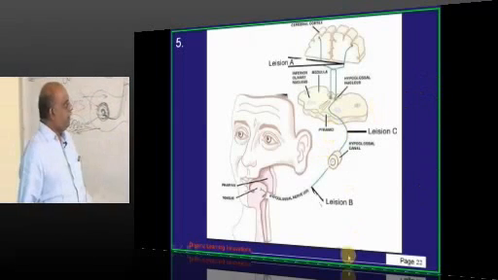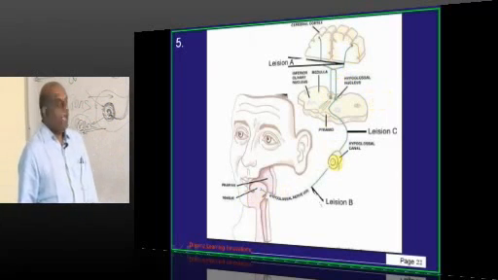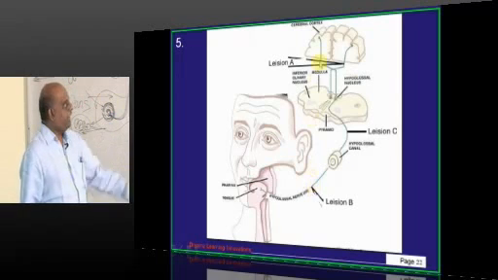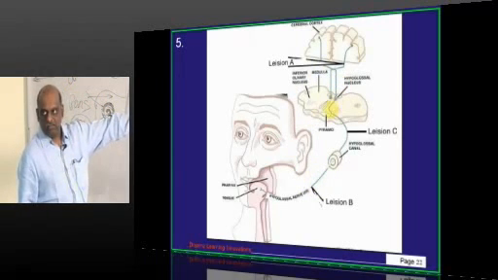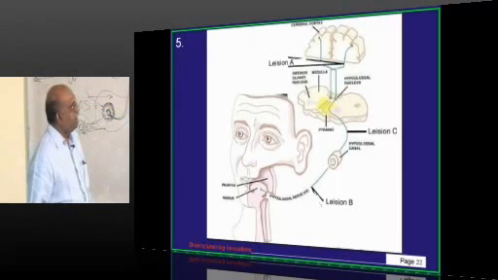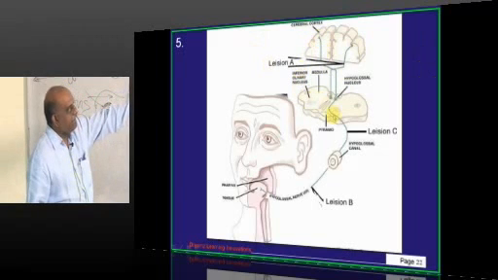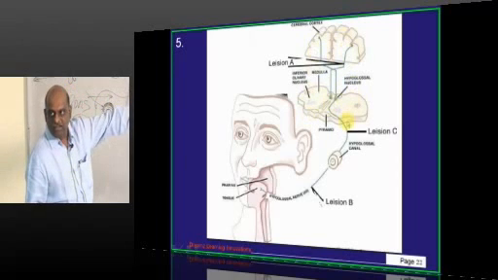Now, if you look at this hypoglossal nerve, it can have a lesion in the nerve, or a lesion in the medulla. The medulla is the place where its nucleus is located. Then there are some fibers coming from the opposite side and the ipsilateral side, called corticobulbar fibers.